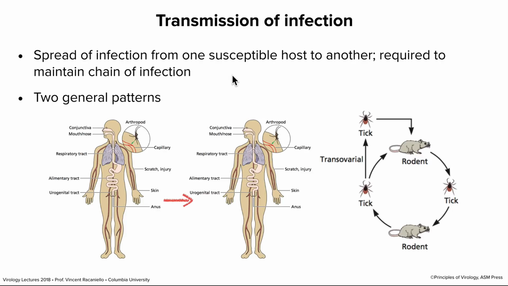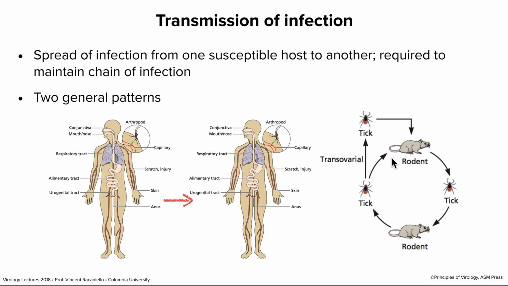And in general, there are two patterns of transmission, and they're shown on this slide. We have human to human transmission. So this human on the left is infected and is shedding virus in some way, and that virus infects another human. This is probably the most common way that human virus infections are transmitted.